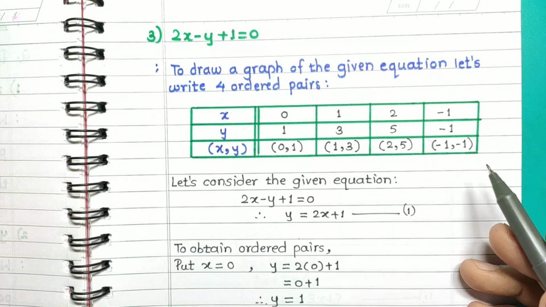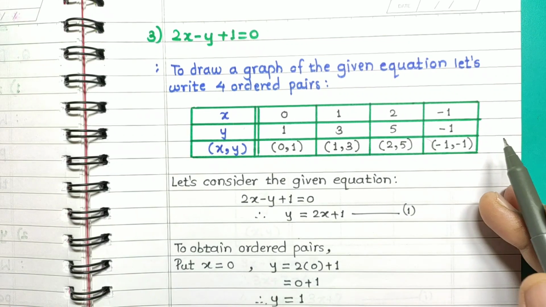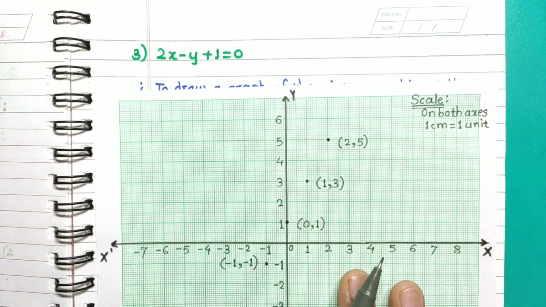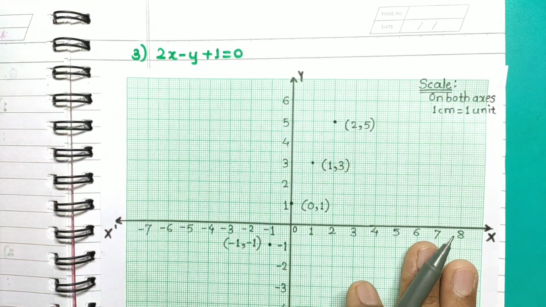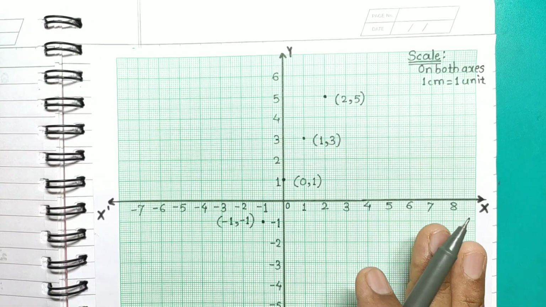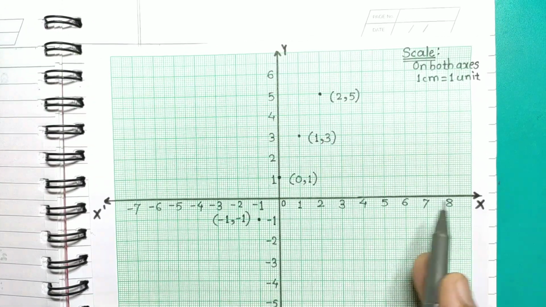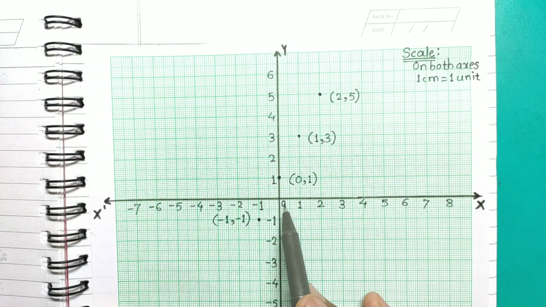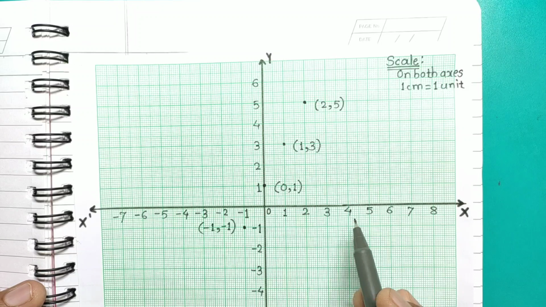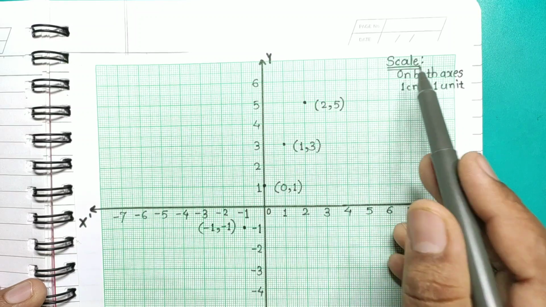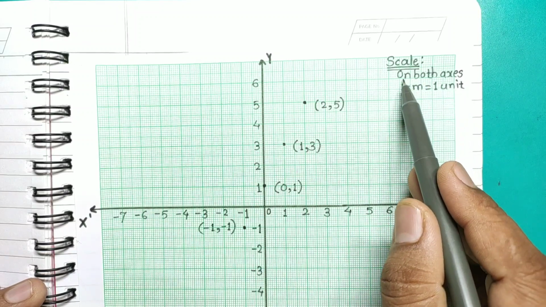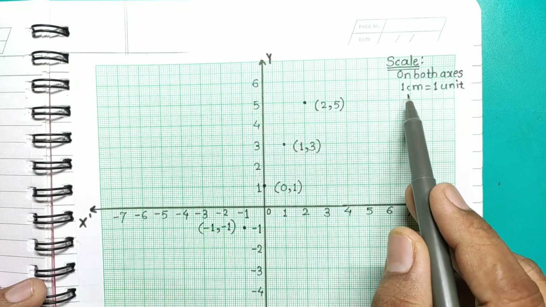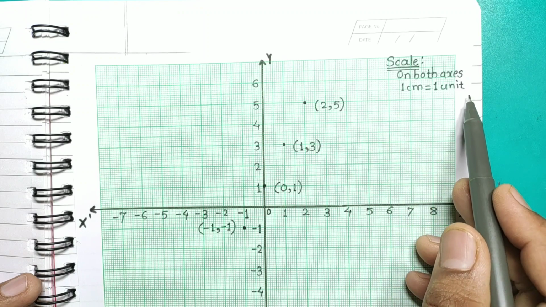Students, then let's plot all these points on graph paper. To save time, I have already plotted all these 4 points on the graph paper. See, this is the coordinate plane, with coordinate axes, x-axis and y-axis, and their intersection is the origin. Okay, and you write the scale at the right top corner of the graph paper. See how to write it. Write down the word scale. On both axes, 1 centimeter is equal to 1 unit.